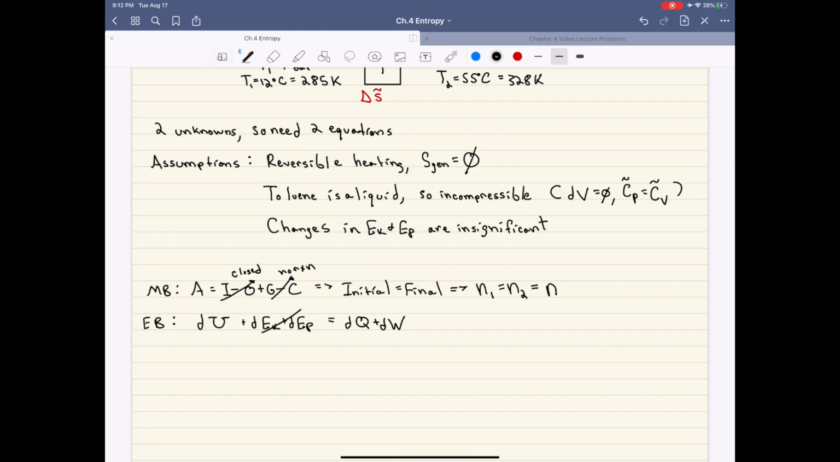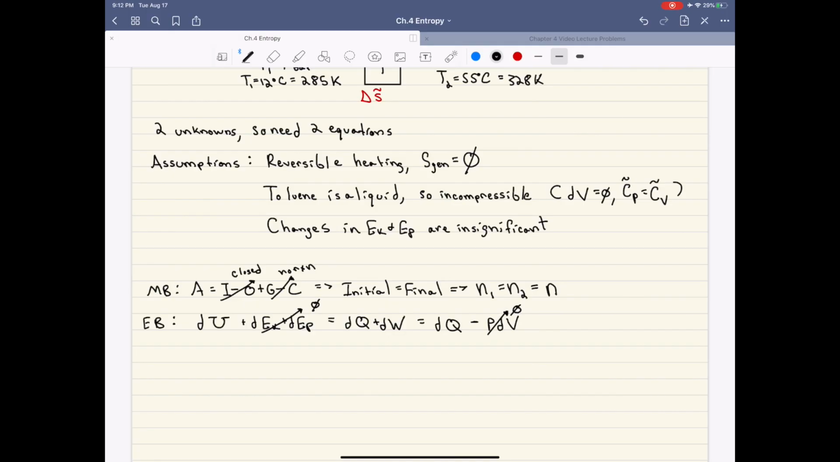And so that means in our energy balance, we could cancel out the dEk and dEp terms. On the right-hand side, we have dQ plus dW. And there's no shaft work going on in this system. There's nothing flowing. And as far as any sort of mechanical work or changes in the volume, because the liquid is incompressible, we know that dV is equal to 0. So our work term we could cross out. We don't even have to worry about that.